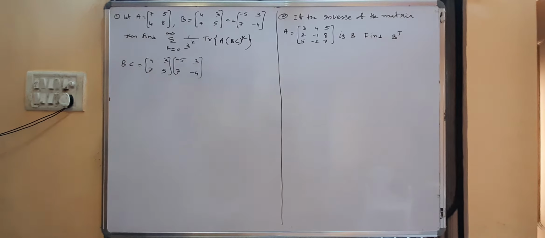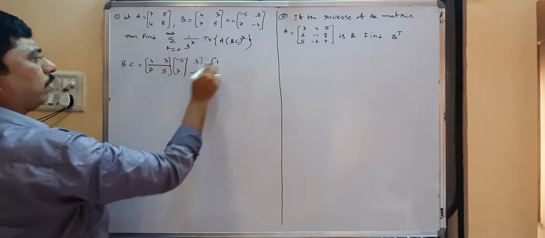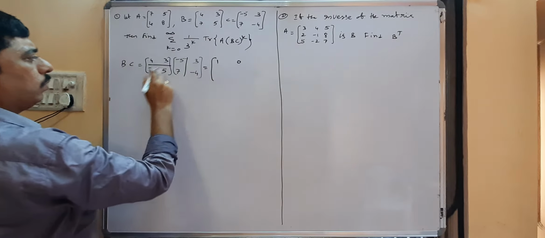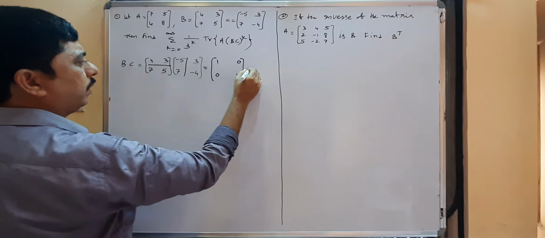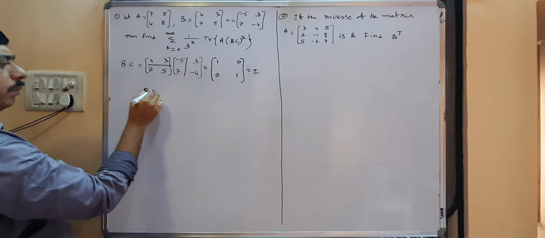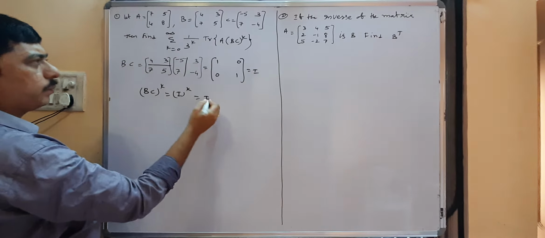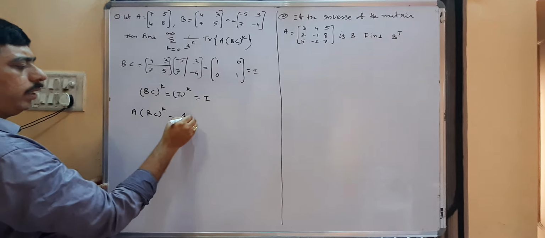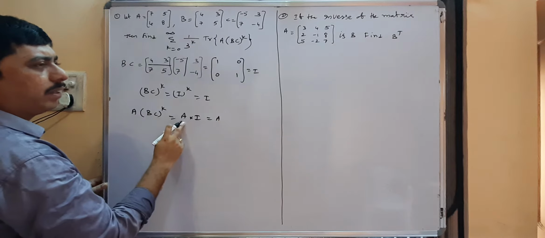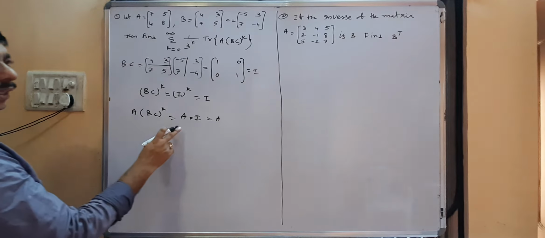Multiply both, row into column. Minus 20 plus 21 is 1, 12 minus 12 is 0, minus 35 plus 35 is 0, 21 minus 21 is 0. This is the identity matrix. So you can take BC power k, for any value of k, that is I power k, that is I. A times BC power k equals A into I, that is A. Any matrix into the identity matrix is the same matrix.